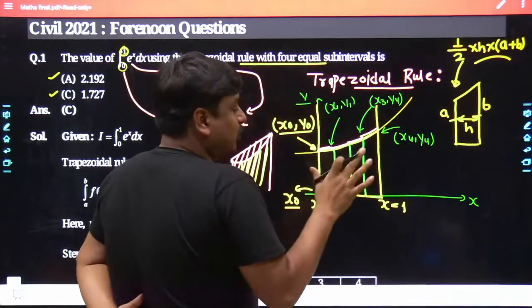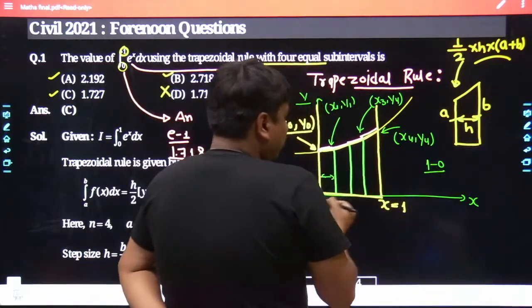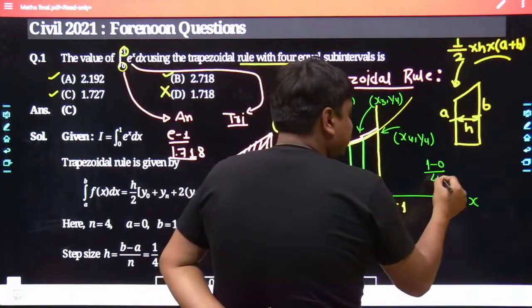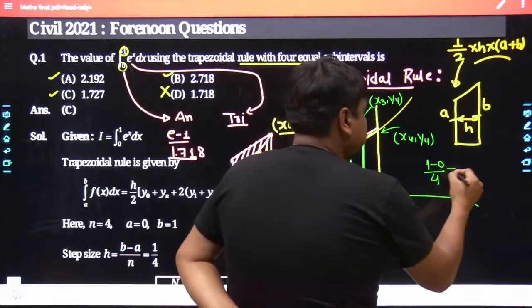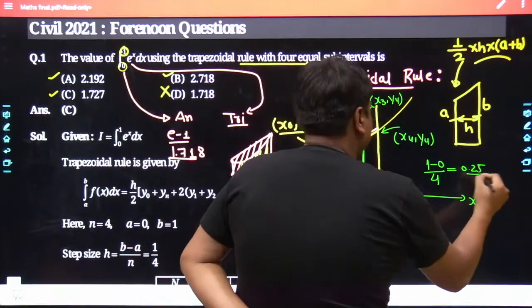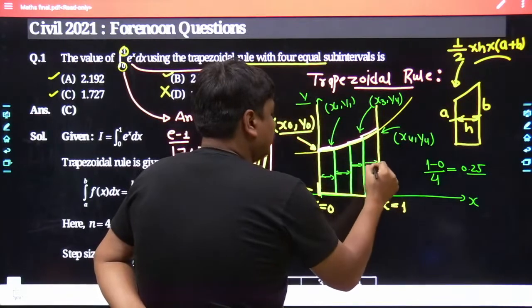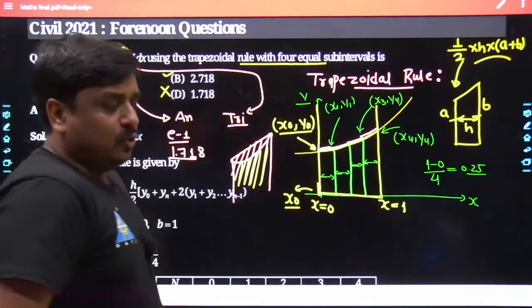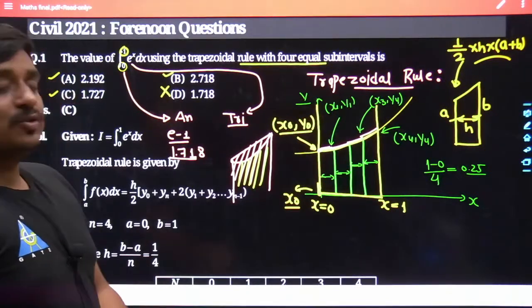into 4 equal parts. So here goes 1 minus 0. 1 was the upper limit, 0 was the lower limit. It has to be subdivided into 4 equal parts of intervals. So simply it becomes 0.25. That means the vertical distance between these two parallel lines would always be 0.25. Till this point, probably each and everything must be clear to all of us.